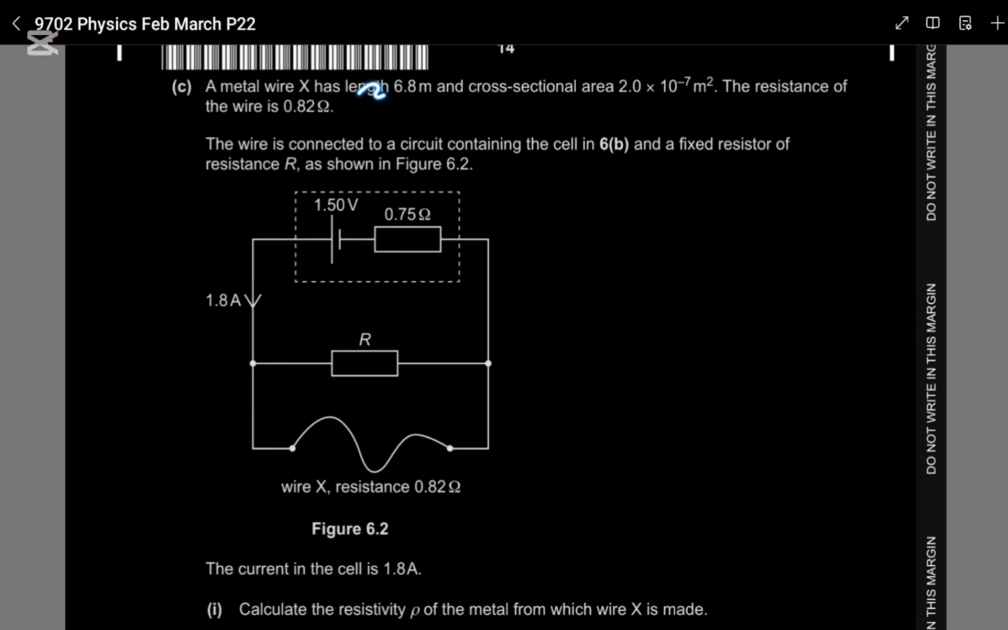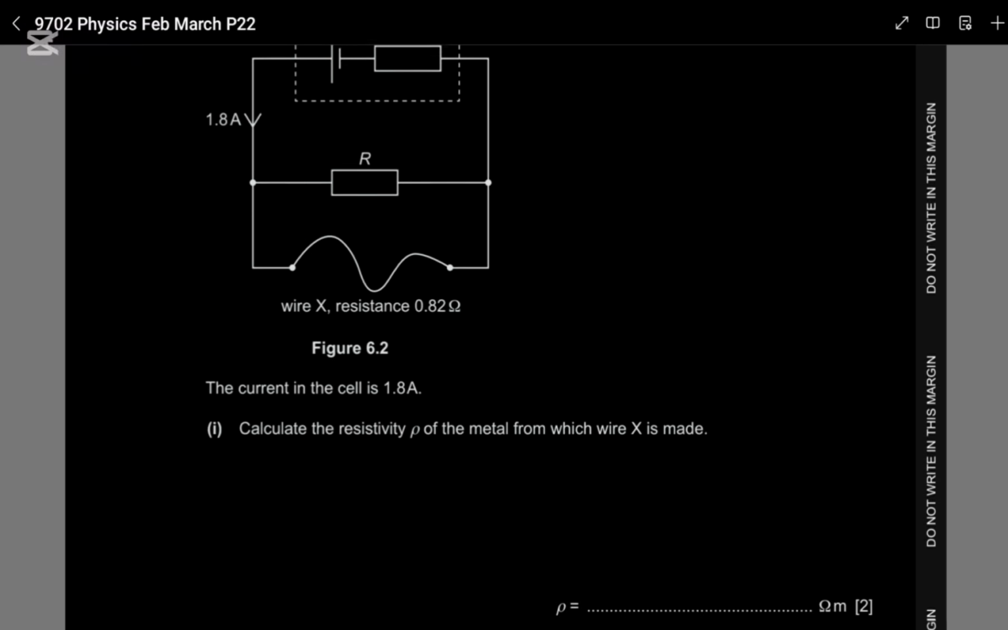Alright, let's skim through it again. No need of reading it all. Wire X, the length is 6.8, the cross-sectional area is this, and the resistance is 0.82. There is internal resistance also. Again there is voltage being lost, there is the EMF, and this is the main current. You will notice that the current splits over here, I1 maybe, or IR, passing through the resistance, and I passing through the wire X. So that was basically the summary.